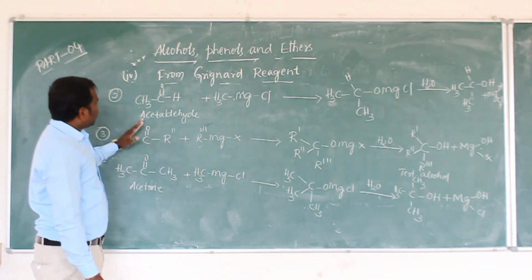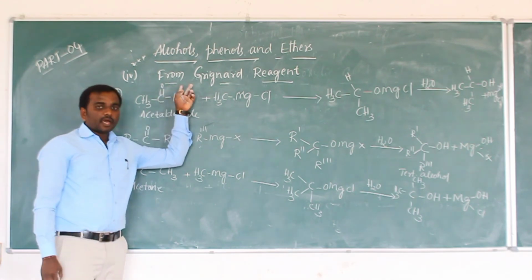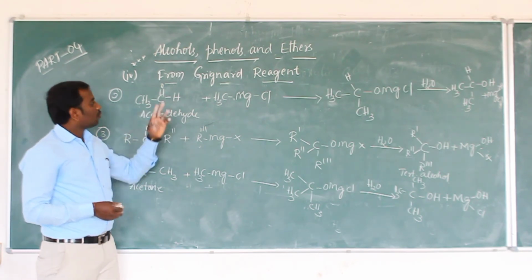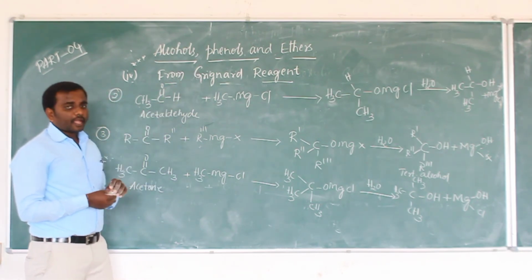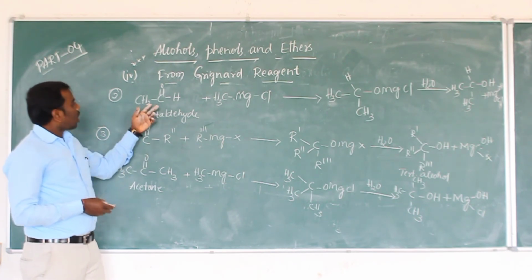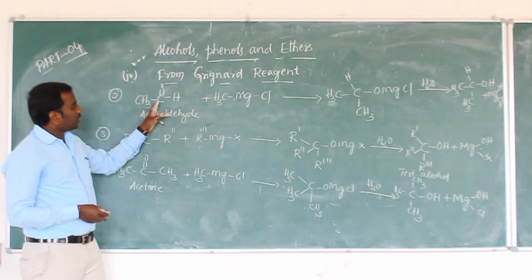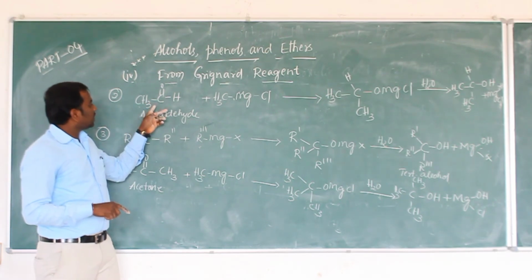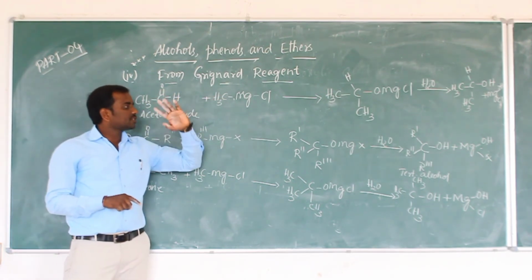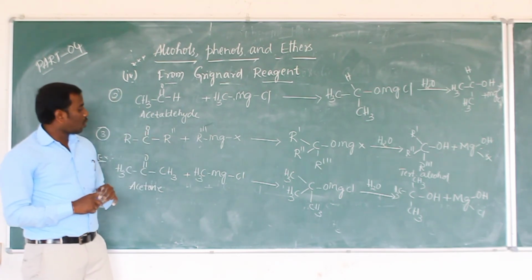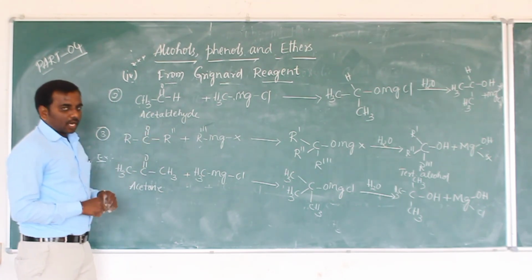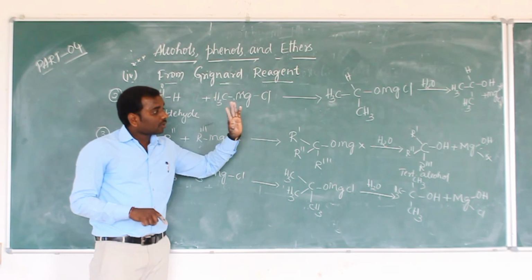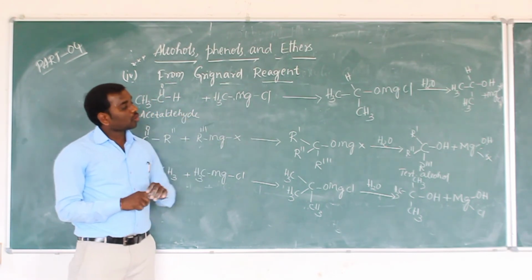Okay, this is a very, very important point of view. Once again, repeat this concept. See, how to prepare alcohols using Grignard reagent and aldehyde or acetone. When formaldehyde reacts with Grignard reagent, a primary alcohol is formed. In the case of other aldehydes such as acetaldehyde, a secondary alcohol is formed. Again, here this is a ketone, right? When ketone reacts with Grignard reagent, a tertiary alcohol is formed.